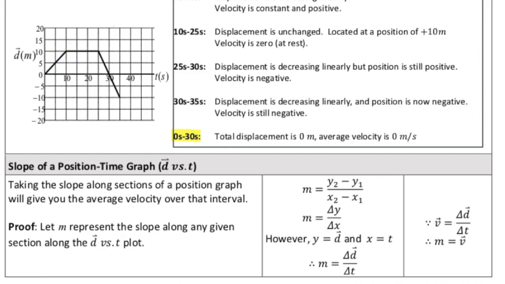Which brings us to our next point. The slope of a position time graph gives us velocity, specifically the average velocity. So if you take the slope along sections of a position versus time graph, it gives us the average velocity. And here's how we know. The formula for slope is delta y over delta x. So therefore, delta y in this case is the same as d. Because if you look at our graph here, our y-axis is d and our x-axis is t. So delta d over delta t, so distance over time, that is defined as our speed. So therefore, the conclusion is that the slope is equal to the velocity.